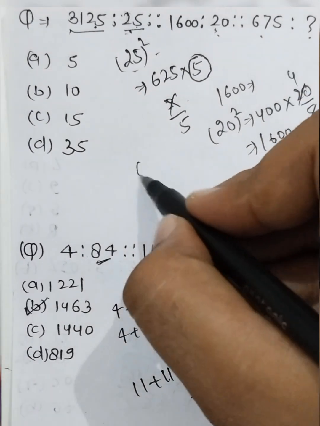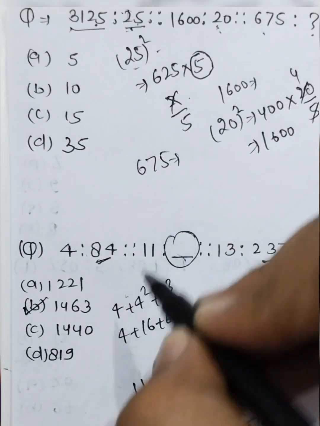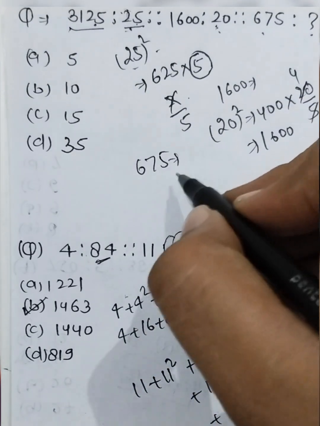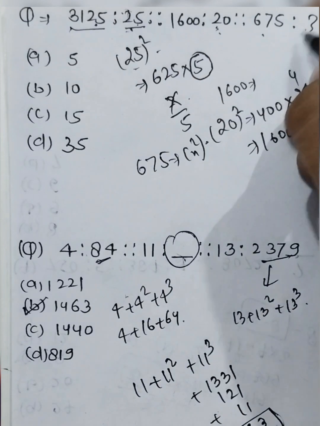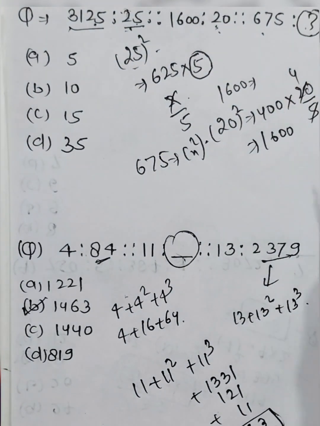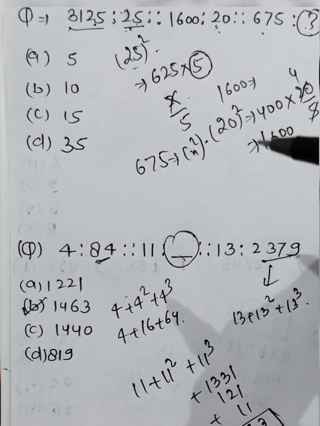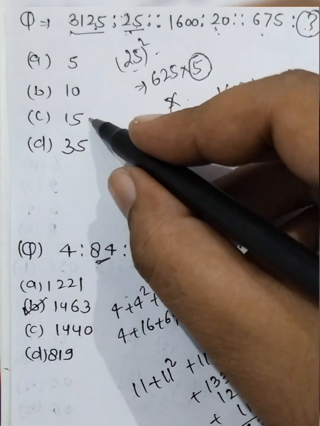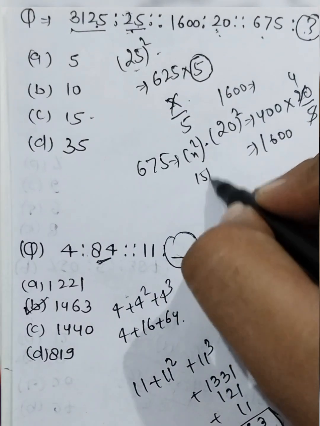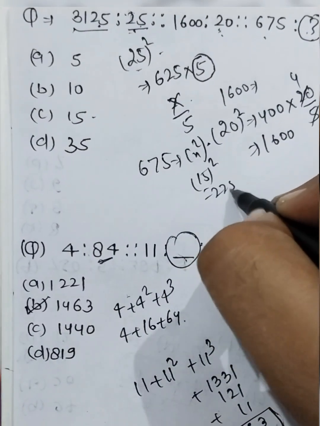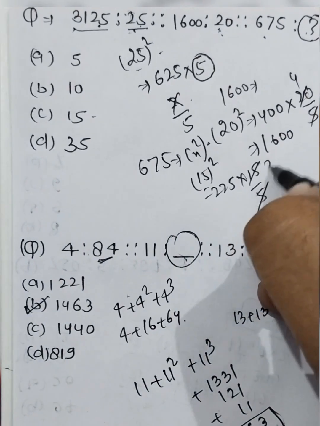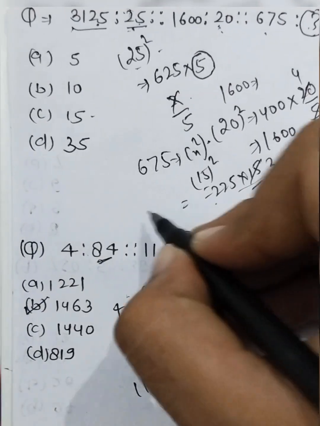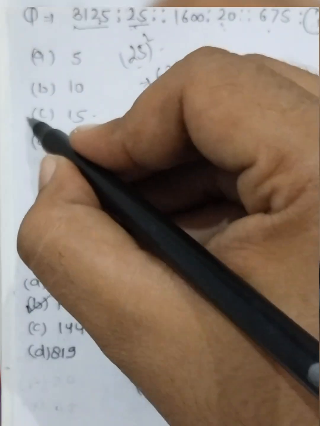In the same way, 675 will be what? Of what number square into this, you may find tricky. Now we have to use options in this question. Now let's put 15 as the option. 15 square is equal to 225. 225 into 15 by 5, that will give you 3, and on solving this we can get 675. So our answer is 15.